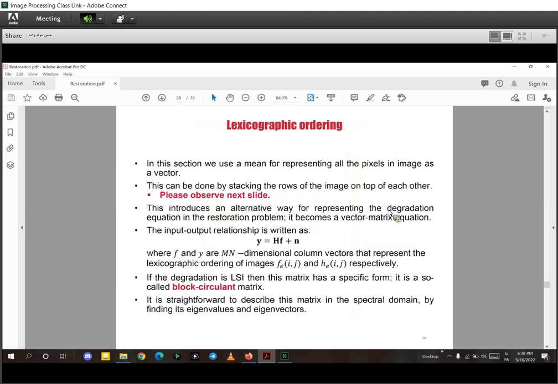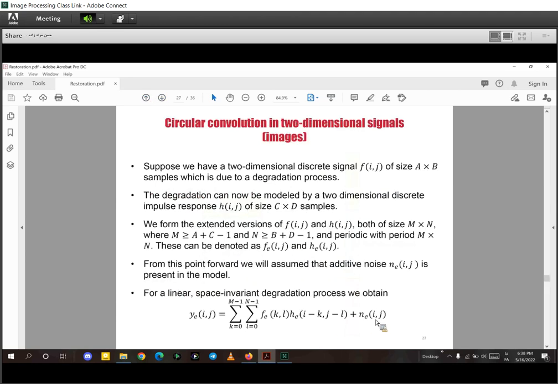Next slide. This introduces an alternative way for representing the degradation equation. What was the degradation equation? This is the degradation equation: the effect of the H system over f in this convolution, plus the n effect, the noise effect. This is the degradation model for a linear space invariant, that means LSI, degradation process. We have this output based on this input, this formula. This is the degradation formula.